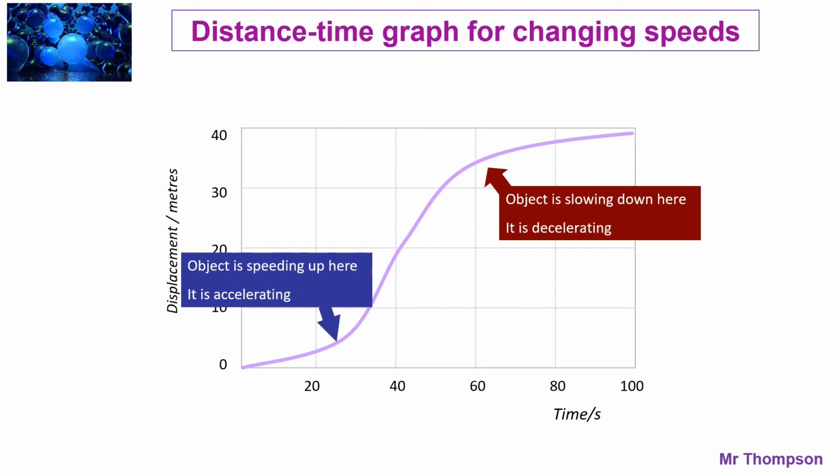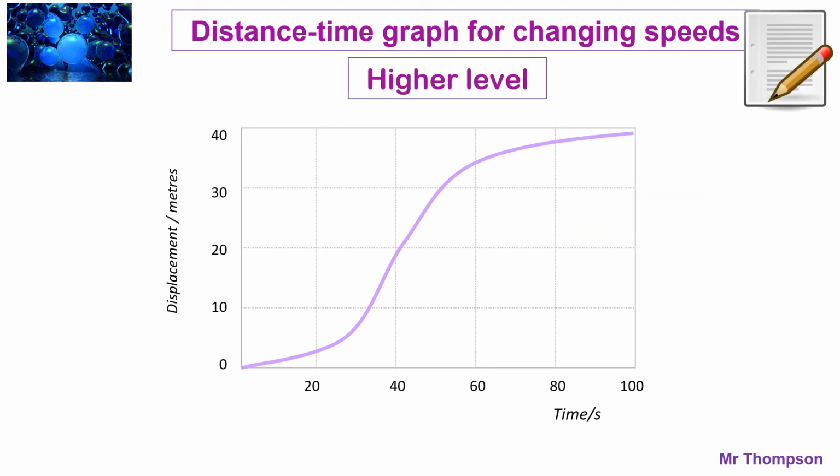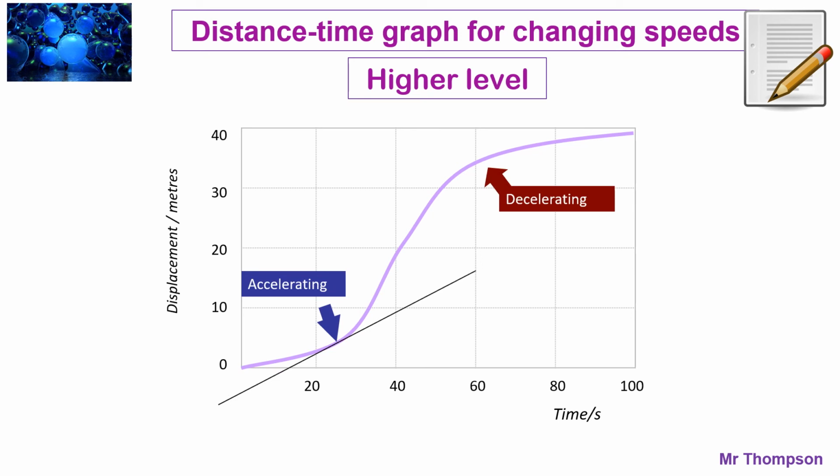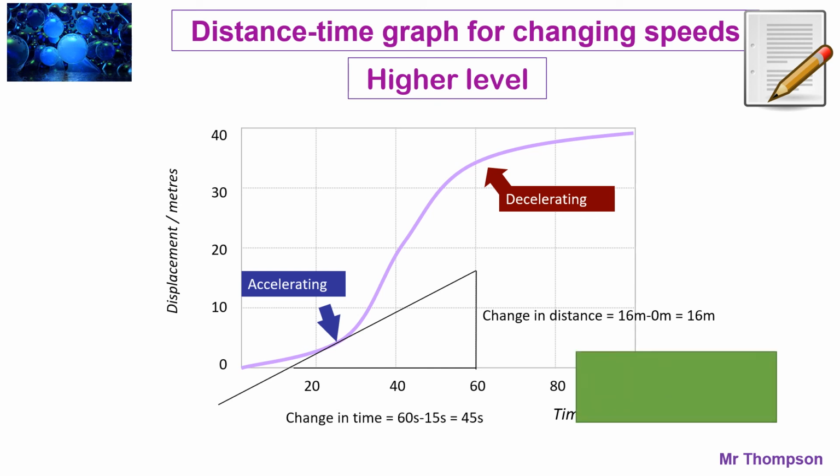it is decelerating. And for the higher level, you need to be able to work out the speed at any point. You need to draw on a tangent to the line. So at that point there, where the arrow is pointing accelerating, you could draw a tangent to the line, and then you could work out the change in distance, the change in time, divide one by the other to work out the speed. So speed for this person at that particular point in time is 16 meters divided by 45 seconds would be 0.36 meters per second. As I say, that's for a higher level.